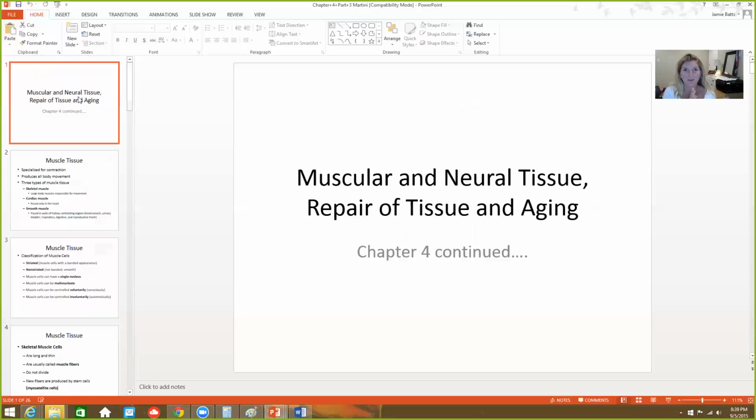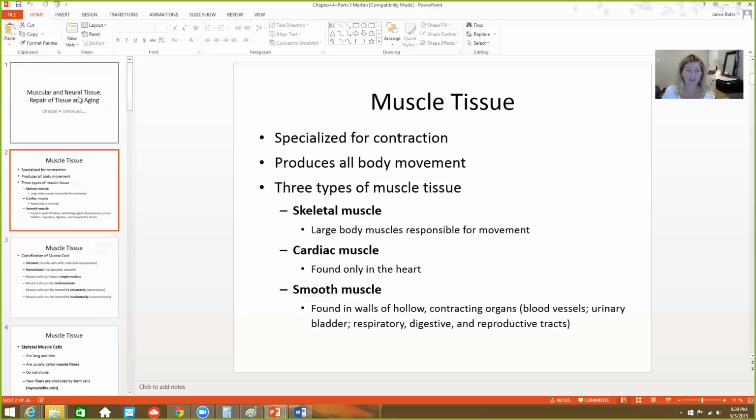So we're gonna wrap up chapter 4, like I said, and do a little bit of nervous, a little bit of muscular, talk about repair and aging, and that's it for chapter 4. So let's start with muscle tissue.